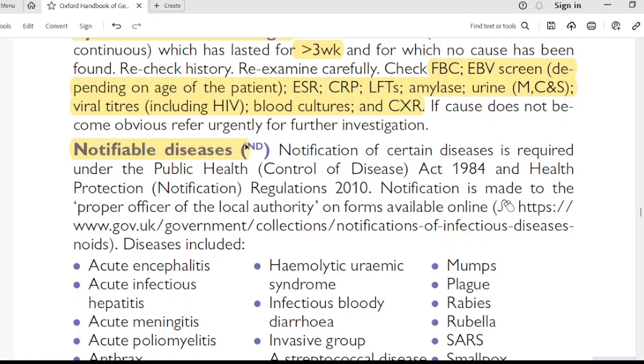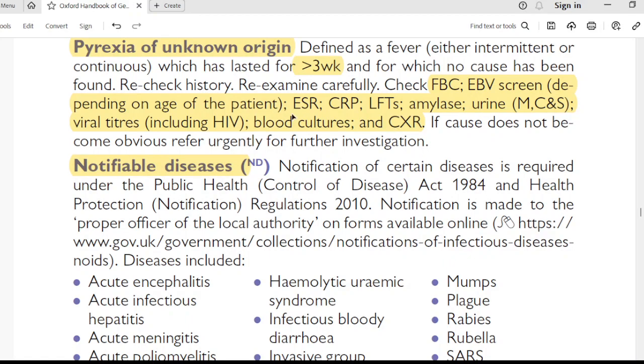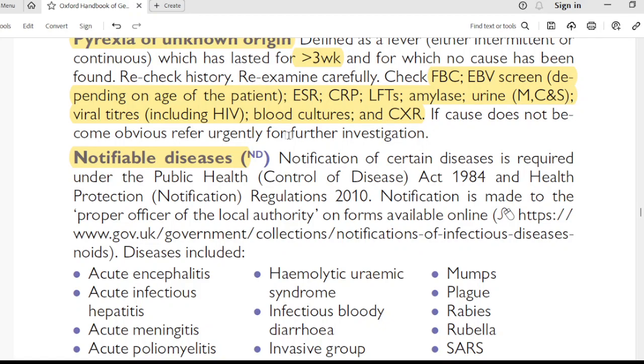So after testing everything, if you have not found a cause and fever is lasting more than 3 weeks, then it is called pyrexia of unknown origin.